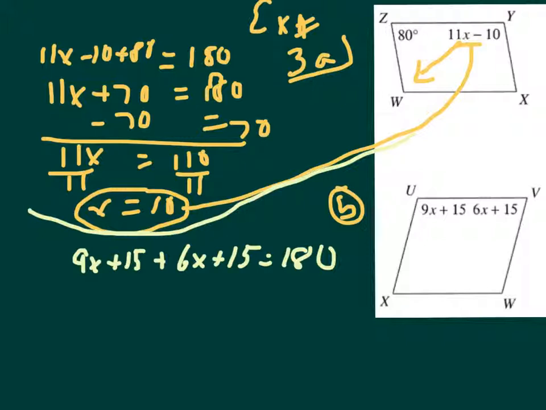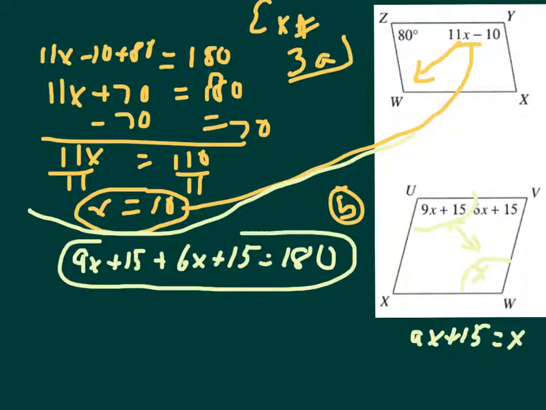Now, if I knew that this was x on this corner, then you would have opposite corners, and you could set 9x plus 15 equal to x, and then you could solve for x. So it kind of depends on if the corners are side by side or across from each other, how you set it up. I'm not going to finish this problem. The setup is perfectly fine. I'm sure you know your algebra and you can figure that out.